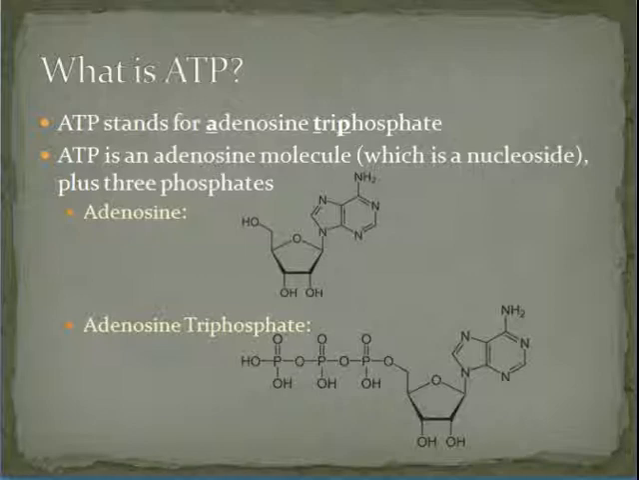It is made out of an adenosine molecule, which is a nucleoside shown in the picture here, plus 3 phosphates. So each of these P groups with the oxygen around them is a phosphate group.